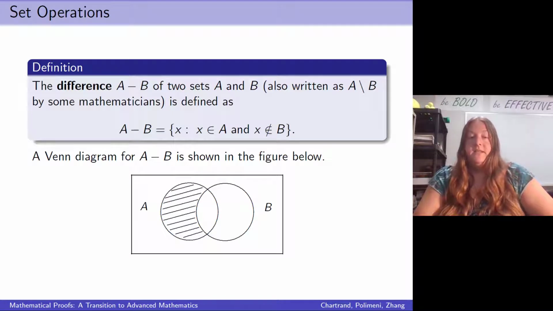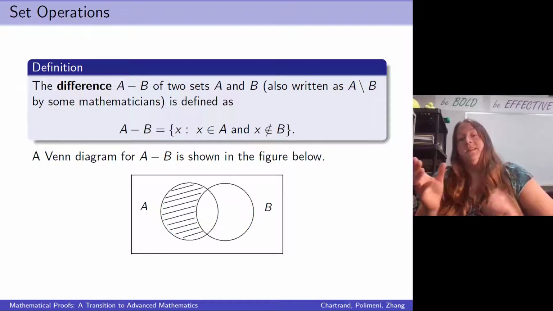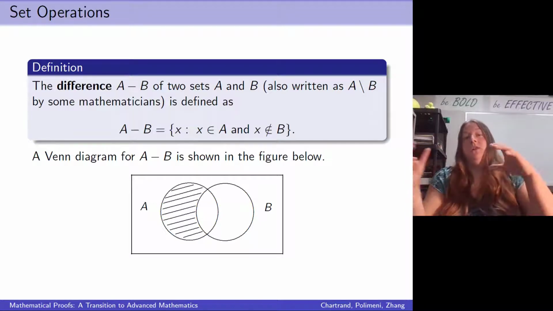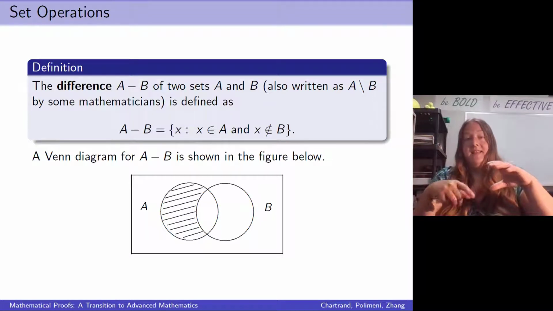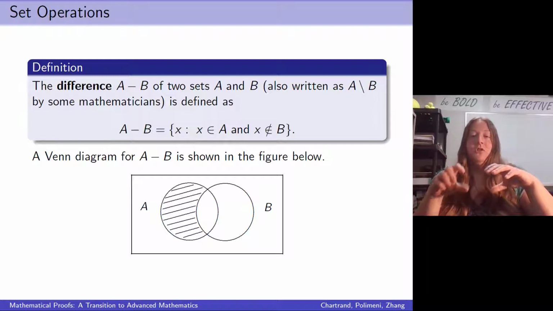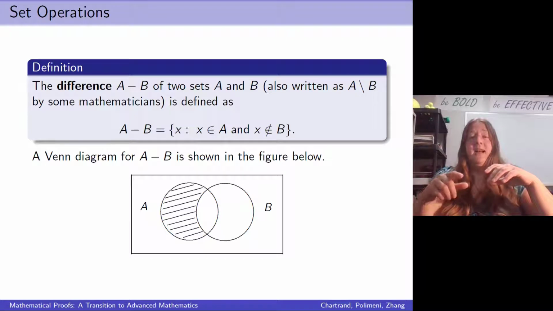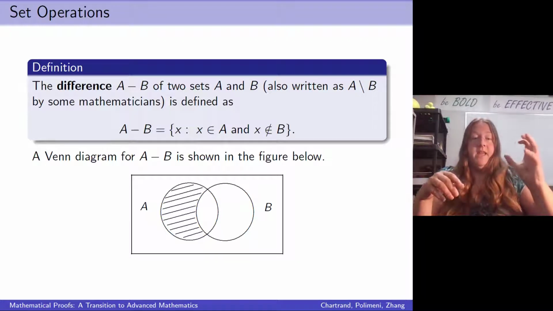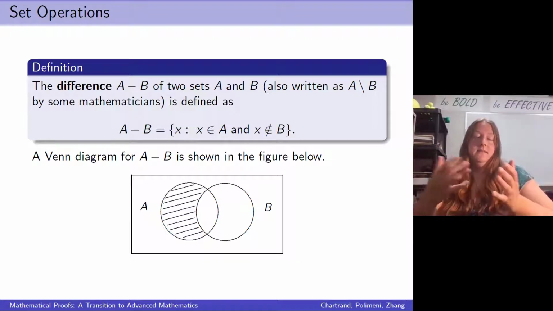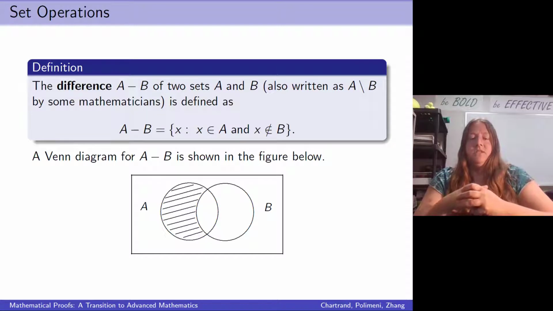So the difference A minus B is the set of all elements X such that X is in A and not in B. All right, so when we draw that, this is the one that ends up kind of looking like a Pac-Man. So we're coloring in everything that's in A, but not that little intersection wedge. And sometimes we write this with this slash, so we have A and not in B. That's what that slash means there.